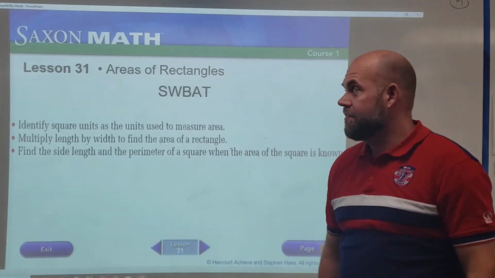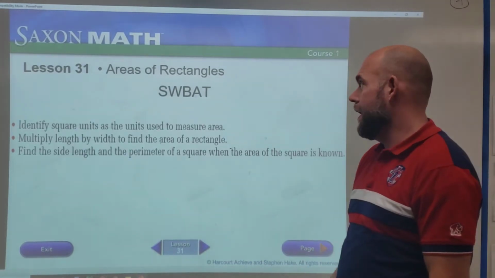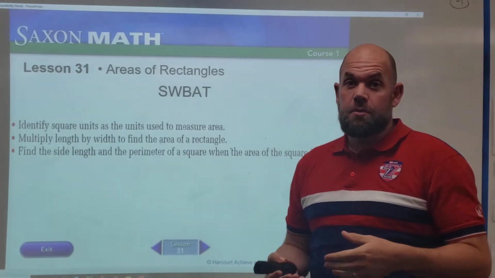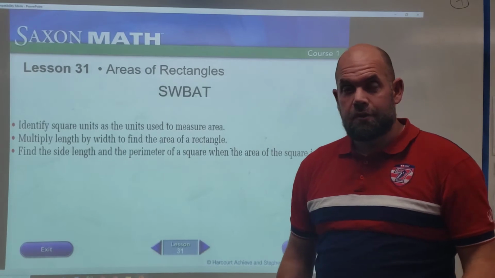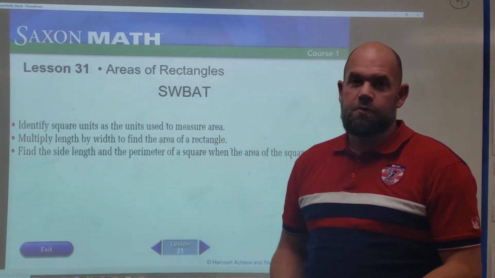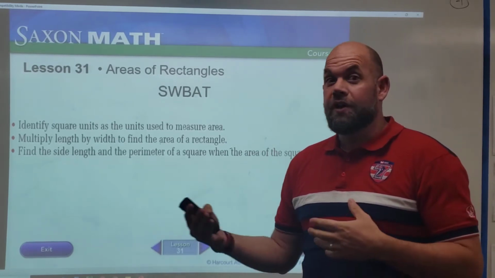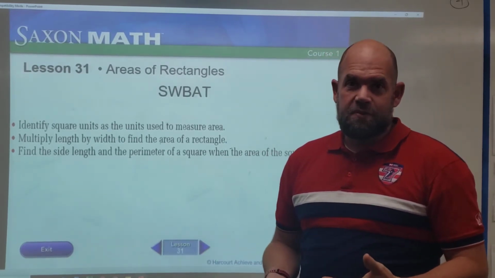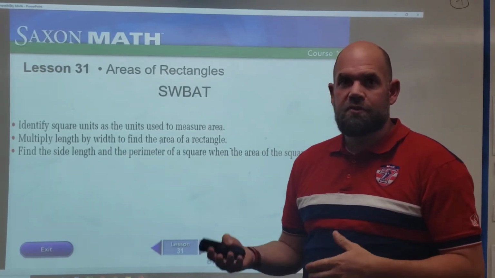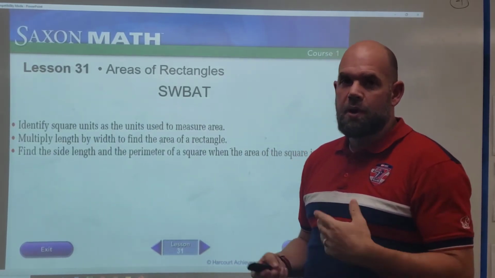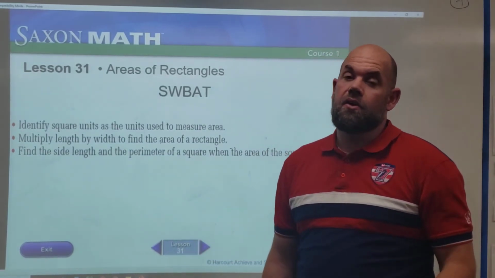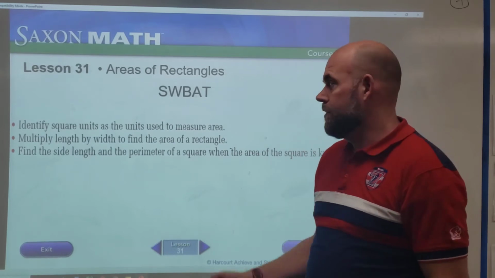Today we're looking at Saxon math lesson 31 on areas of rectangles. Now this is a really useful lesson because you're going to be calculating area for the rest of your life, as you figure out how much square footage you need for carpet or for lawn or for a garden or for a bunch of different things. So we measure square footage a lot just for different building projects, but of course we can use the areas of rectangles to help calculate other things in architecture and a lot of different disciplines.